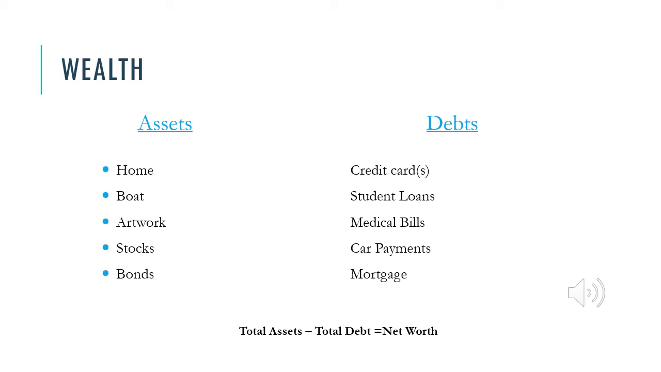So we take our assets minus our debts, as you can see in the equation at the bottom of the screen, and that is what we refer to as net worth. And economists use this type of equation as well to determine what an individual's net worth is. So you can see that really what is tied to wealth is ownership, right?